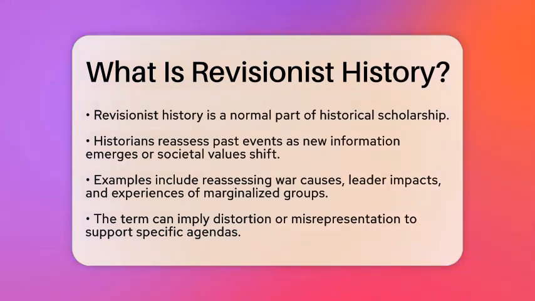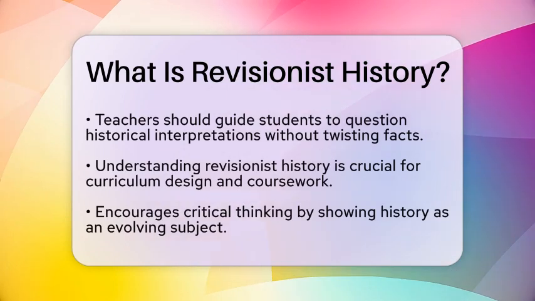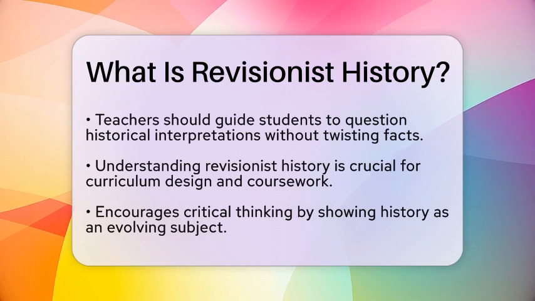However, the term revisionist history can also carry a negative meaning. In this context, it refers to attempts to distort or misrepresent the past, often to support a specific agenda. Teachers should be aware of this distinction and guide students in understanding that while questioning and updating historical interpretations is part of learning, intentionally twisting facts is not acceptable.